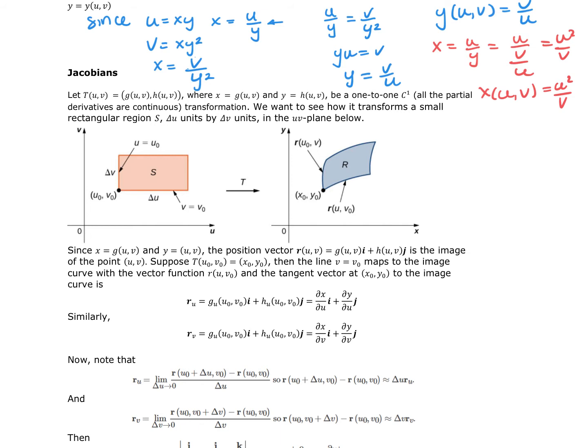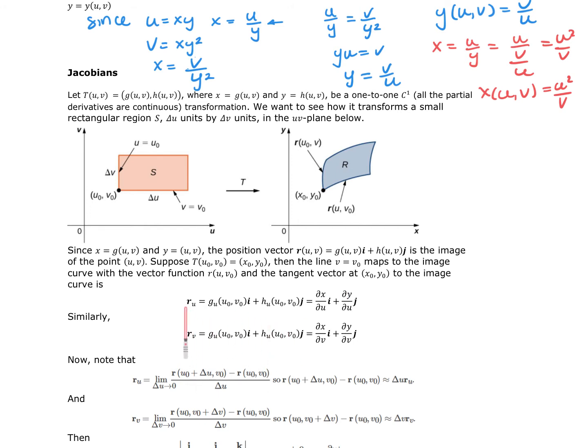We want to see how it transforms a small rectangular region S, delta u by delta v units, into the xy plane. So here's where we are. We do this transformation. Since x and y are the components of the position vector r of (u, v), which is the image of the point (u, v), suppose I'm looking at an ordered pair (u naught, v naught), which will equal (x naught, y naught). Then the line v equal to v naught maps to the image curve, and we end up with this tangent.